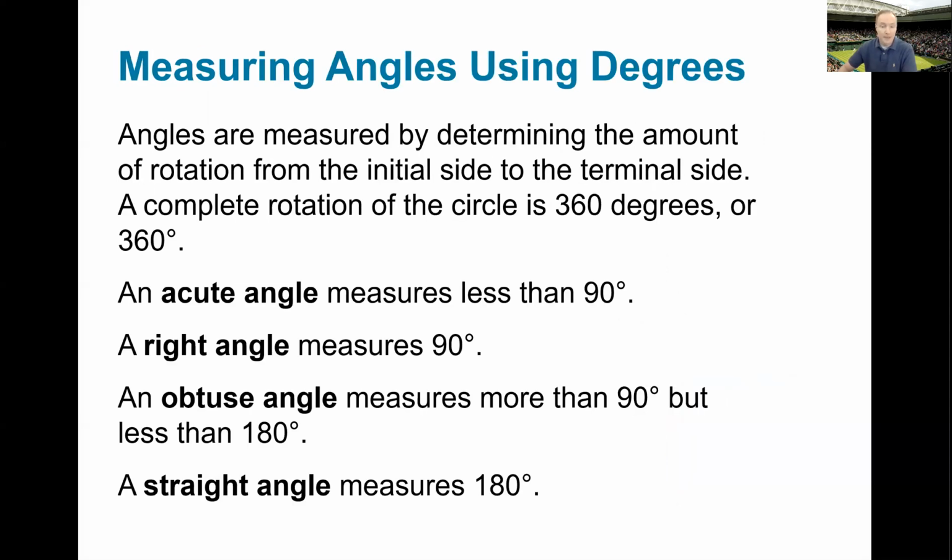Now, measuring angles using degrees. We can say, well, an acute angle is any angle that's measuring less than 90 degrees. A right angle measures exactly 90 degrees. Obtuse angles are going to measure between 90 and 180. And then a straight angle, or of course we just think of it as a straight line, is going to measure 180 degrees.